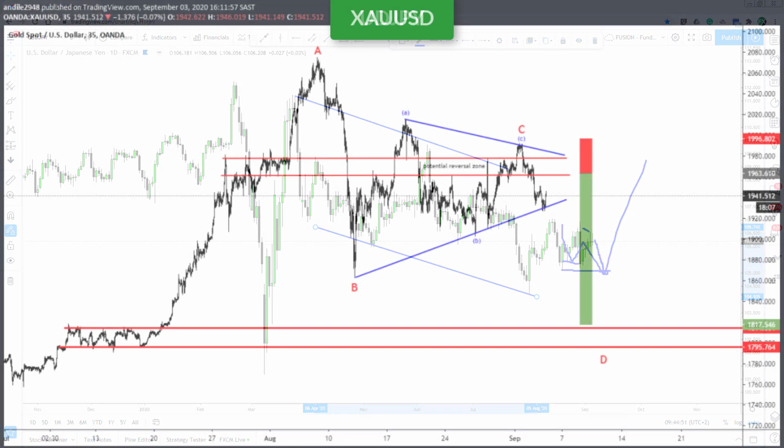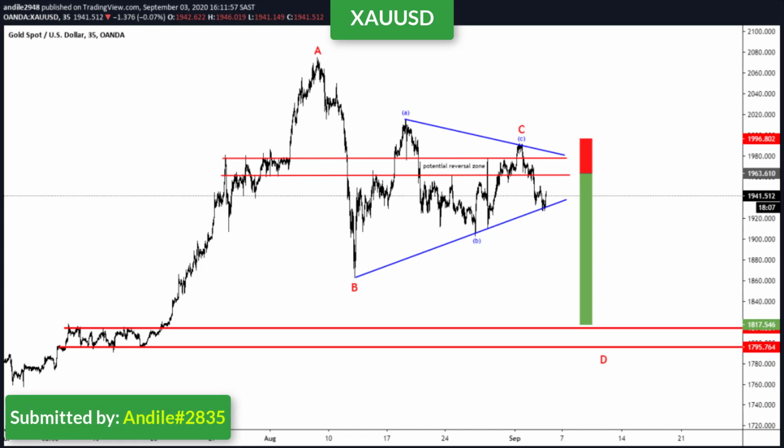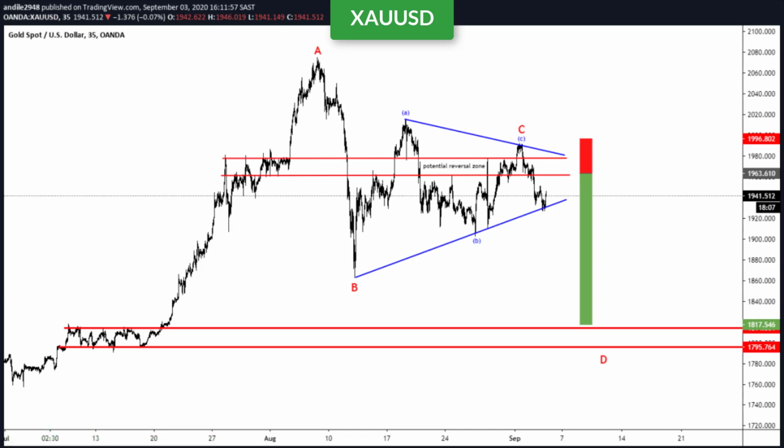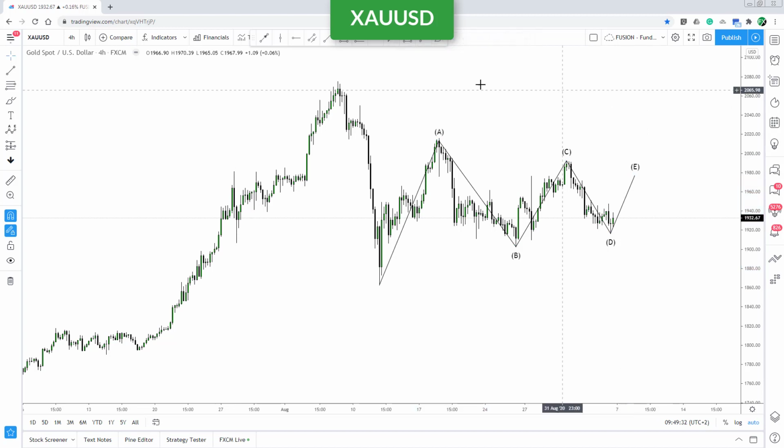this market higher. Alright, next up I want to look at gold, and this is a chart submitted by Andile in our trading room, and he's looking at a potential triangle reversal pattern. Now I'm going to be going into my TradingView chart quickly, and we're going to have a look at this potential triangle that's forming.